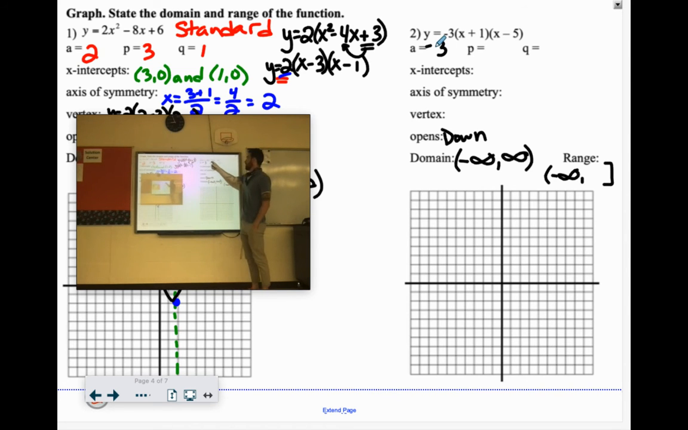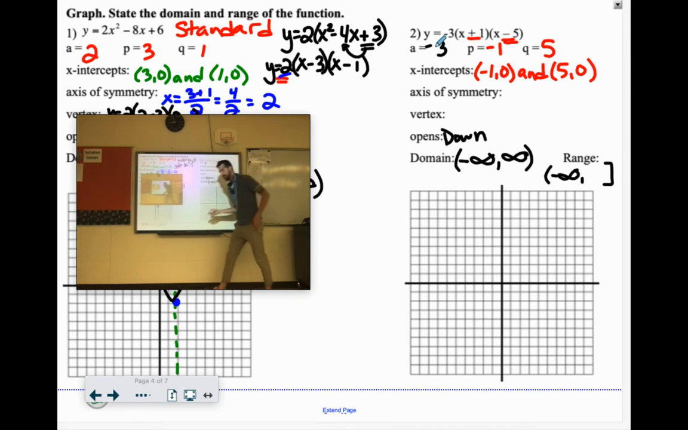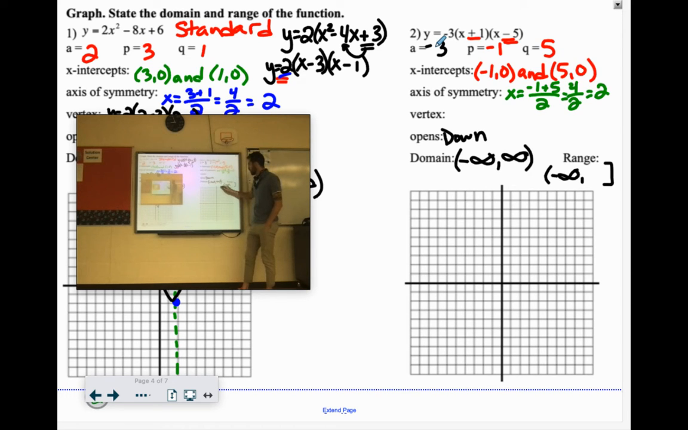So the p and q, it says x plus 1, so our p could be negative 1. It says x minus 5, so our q is positive 5. So these would be our x-intercepts, negative 1, 0, and 5, 0. For the axis of symmetry, we're going to have to find the middle of negative 1, 0, and 5, 0. So we can do negative 1 plus 5 divided by 2. Negative 1 plus 5 is 4, divided by 2 is 2. So again, we're going to have the axis of symmetry at 2.